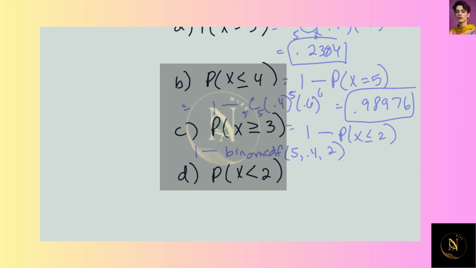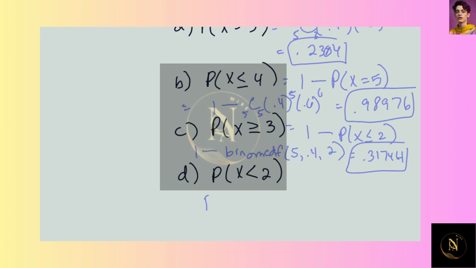So 1 minus that binomial CDF, and we have 5 trials, 0.4, and we're going to get that 2, which is going to add up 0, 1, and 2, and then when we take 1 minus, we'll get 3, 4, and 5. And that comes out to be 0.31744.